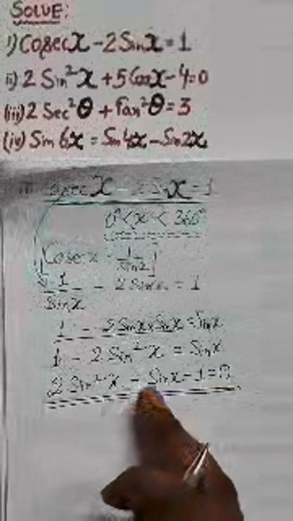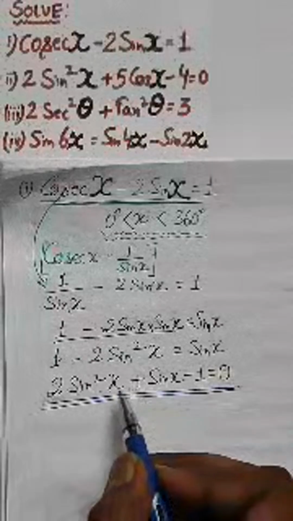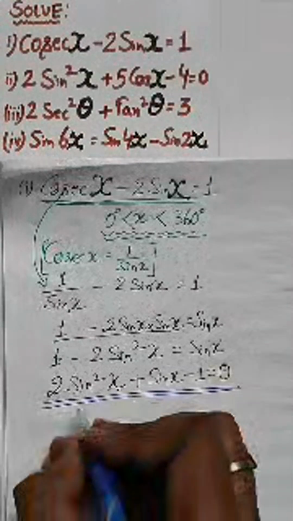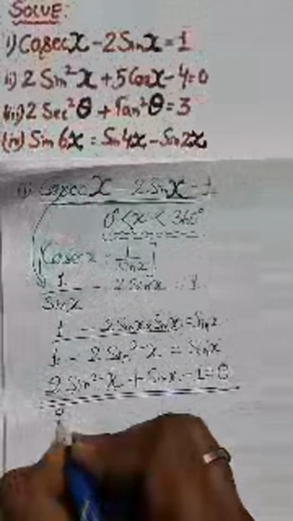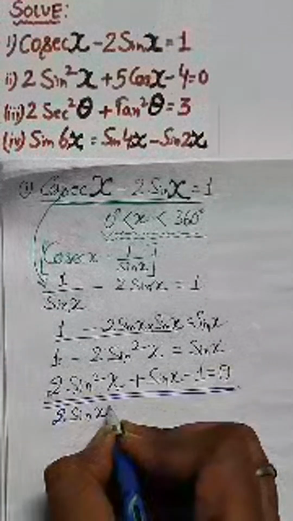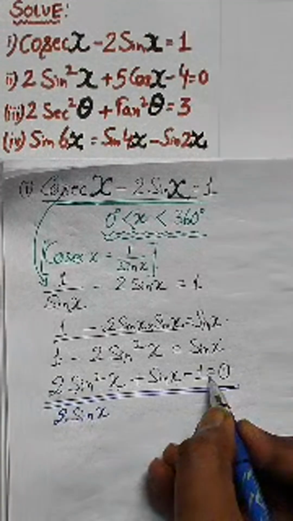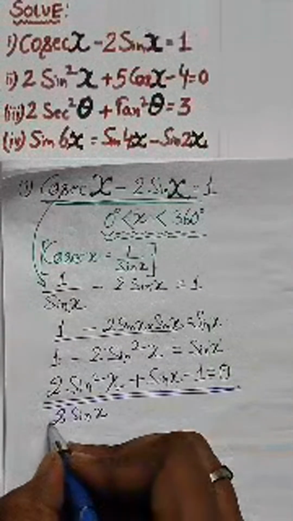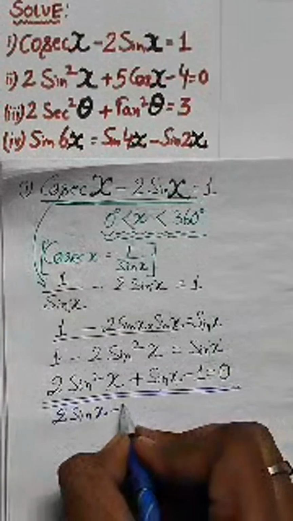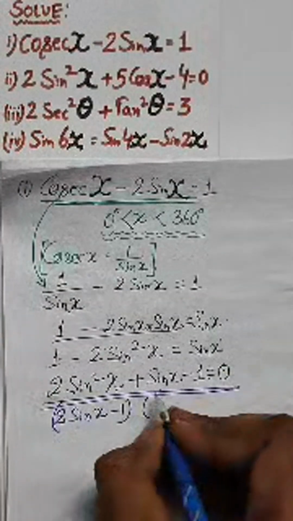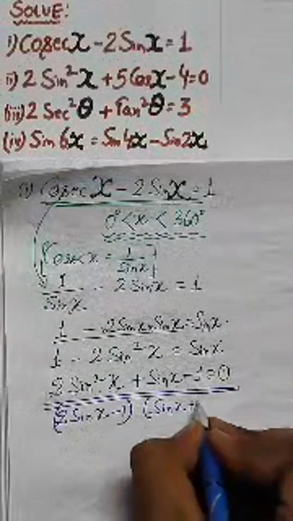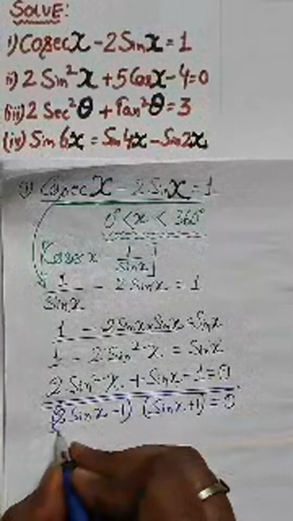Now to solve this, we can see how we can further simplify it, right? So 2 sin square x plus sin x minus 1 can be written as 2 sin x minus 1 into sin x plus 1 is equal to 0. How is this simplifying to this?